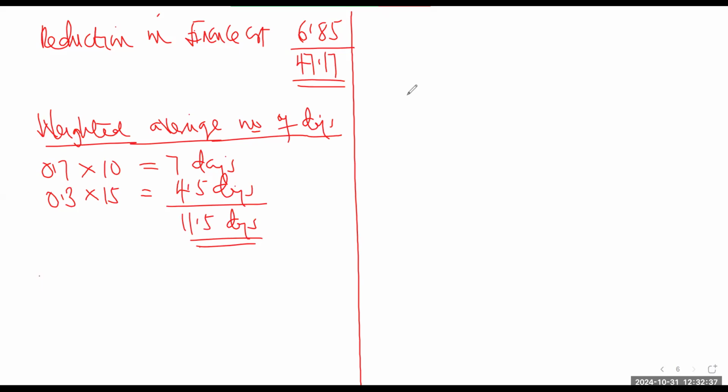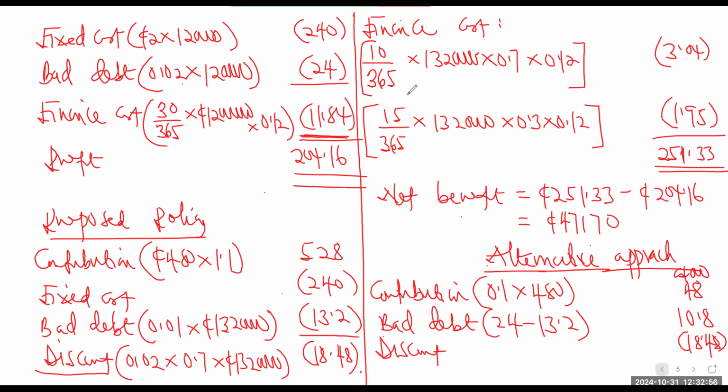So if you want to find your finance cost, this is how you do it. You find the average: 11.5 divided by 365 days, multiplied by this particular figure, multiplied by 0.12. You'll be getting something closer to the summation of the two, 4.99, which is the same as the two over here, isn't it?